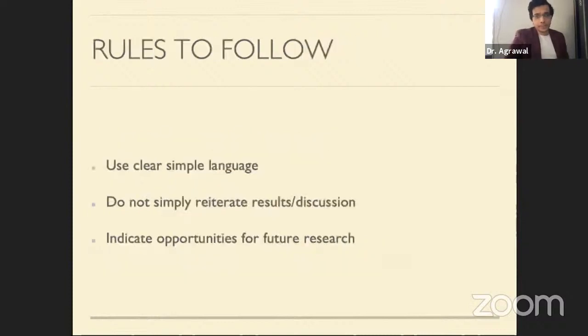In the conclusion, the rules to follow are simple. You can use clear, simple language. Don't reiterate your results and discussions again. This is a chance for you to answer the question, so what, and talk about how it's going to change that physician's life or change that physician's practice, and indicate any opportunities for future research.